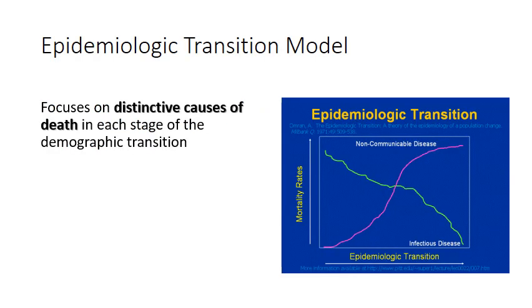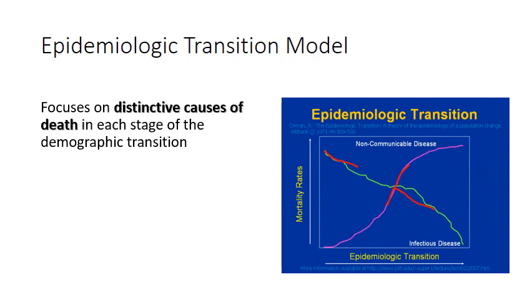The epidemiologic transition model focuses on distinctive causes of death in each stage of the demographic transition. Essentially, in the early stages, infectious diseases have the higher rates of death. As we move into stage 3, infectious diseases are less of an impact, and we start seeing the growth of non-communicable diseases such as cancer, heart disease.